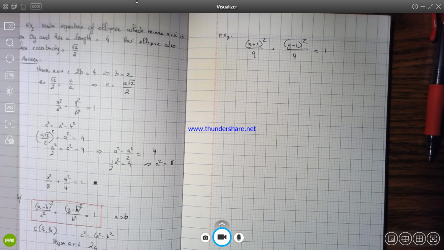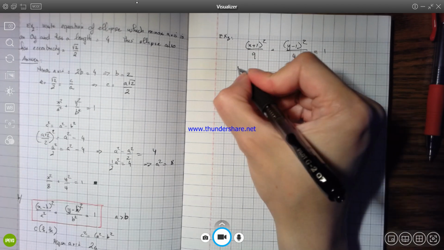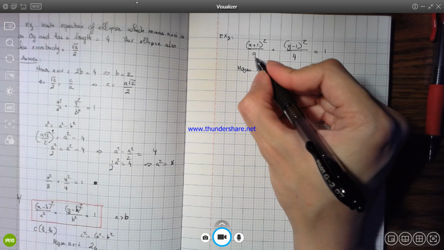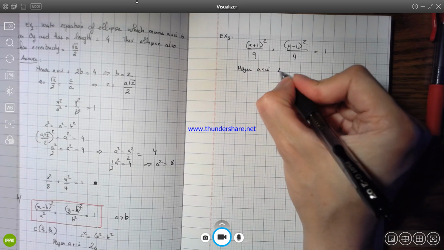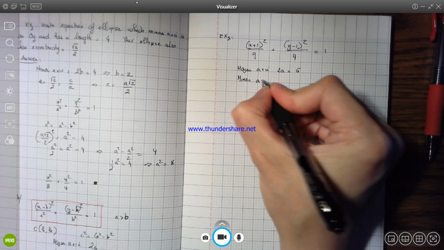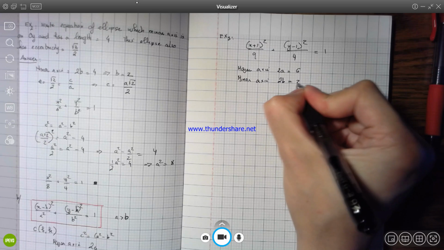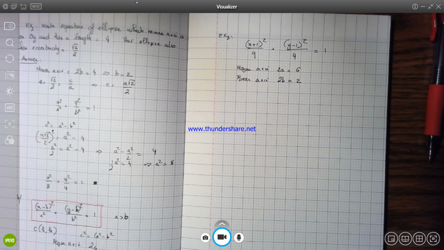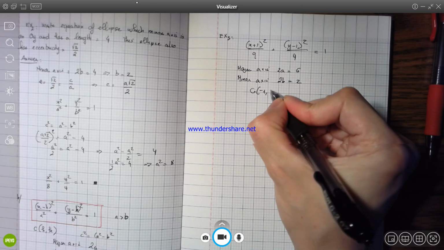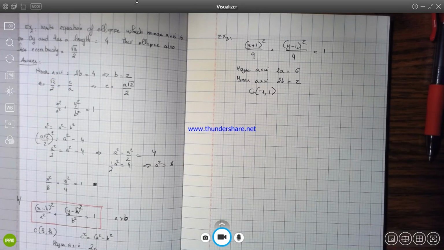So we know that the major axis is still 2a. So a over here is 3, so 2a will be 6, and the minor axis could be 2b, which is 4, so it's kind of the same. But we also know the center is -1 and 1.